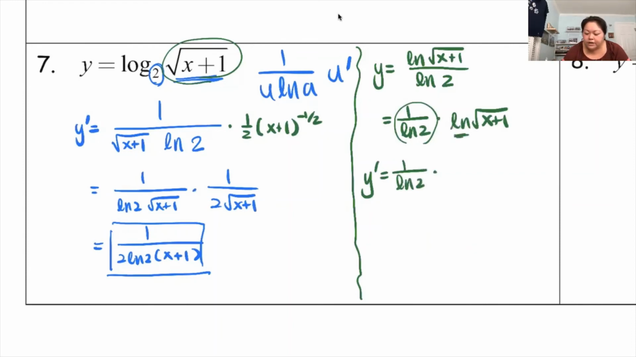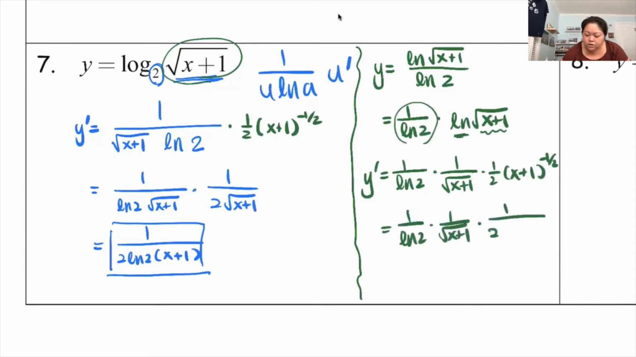So the outside layer is natural log. It becomes 1 over root x plus 1. Then the inside layer has a derivative of its own. So the root x plus 1 now becomes 1/2 times x plus 1 to the negative 1/2. Okay, so clean up. Natural log of 2, x plus 1, 1 over 2, root x plus 1. So I get 1 over 2, natural log of 2, x plus 1. Same exact answer as before.